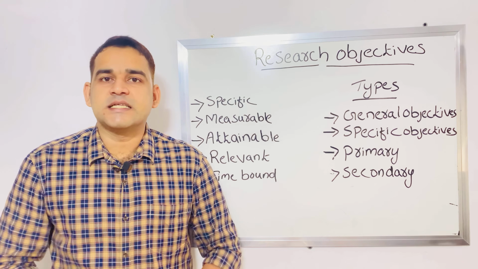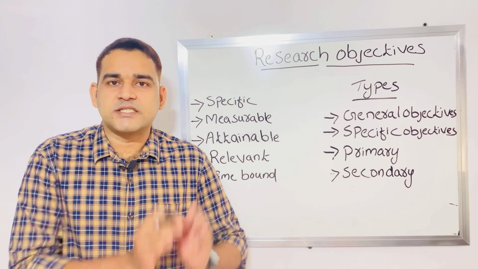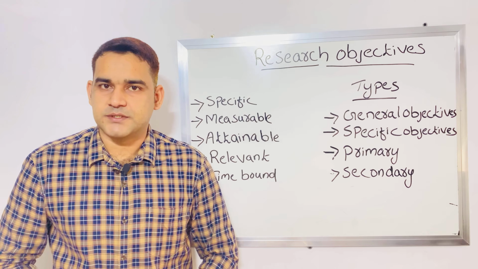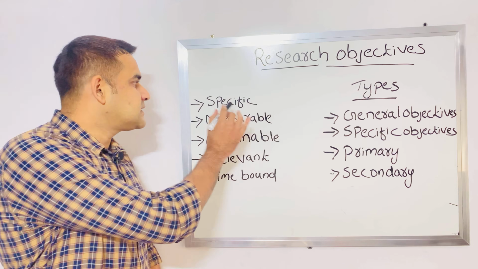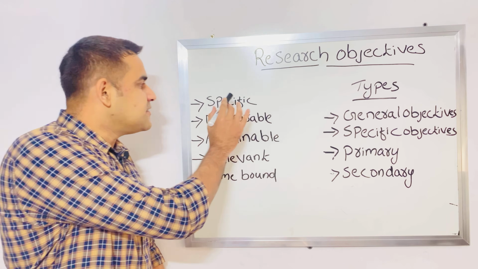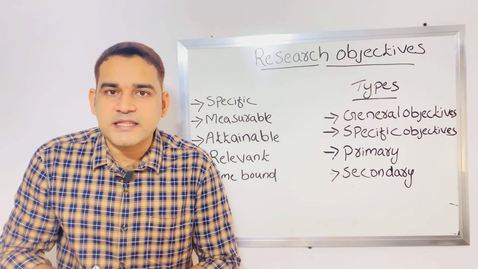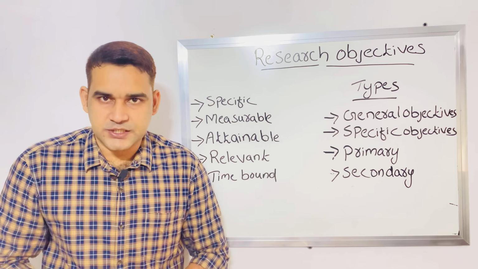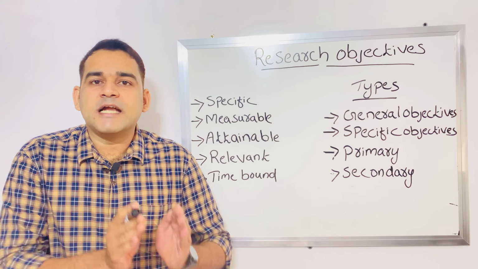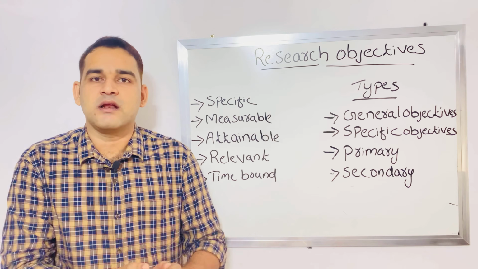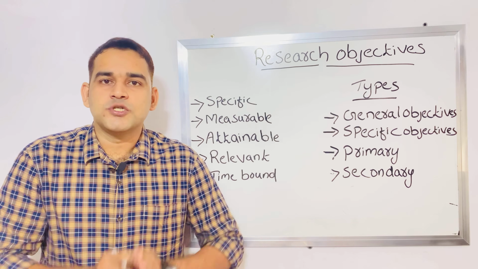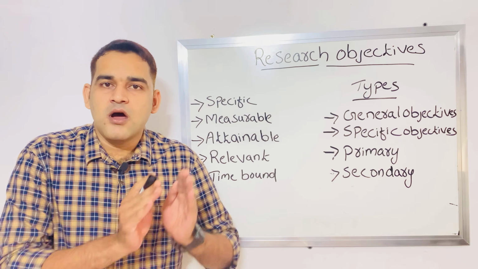Okay, next we can see the essential characteristics of research objectives. We can see one by one. First one is specific. The research objective should be specific. You have to specify the research objective. It should be related to the research problem. You have to specify what is your goal.